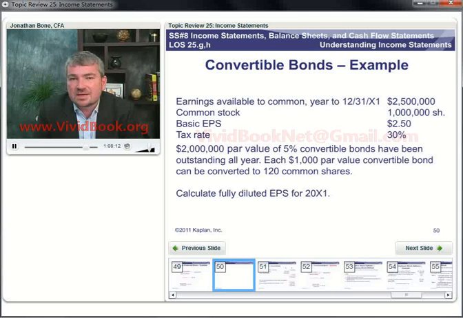Okay, so we've got some earnings available to our common stockholders of $2.5 million, 1 million common shares outstanding, and as a result, basic EPS is $2.50. The tax rate in this case is going to be 30%. This company's got 2 million par value of 5% convertible bonds. They've been outstanding all year. Each $1,000 convertible bond can be converted into 120 shares.